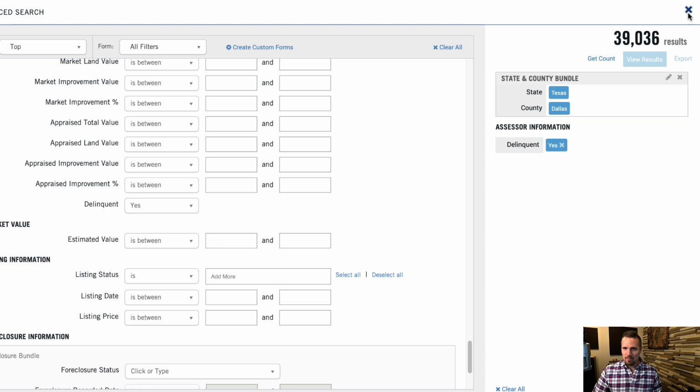And also keep in mind, once you do narrow down on a single property, it is possible to get what they call a tax source report. And that's where DataTree will go out and request the current or delinquent tax information on a single property at that point in time. And that is accurate. And they can do that in most places.